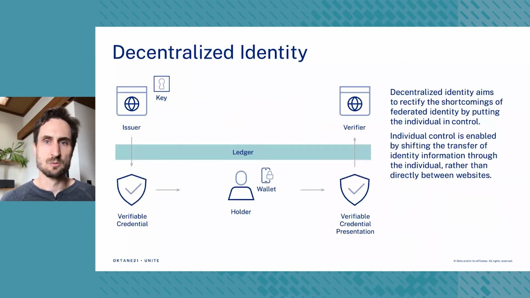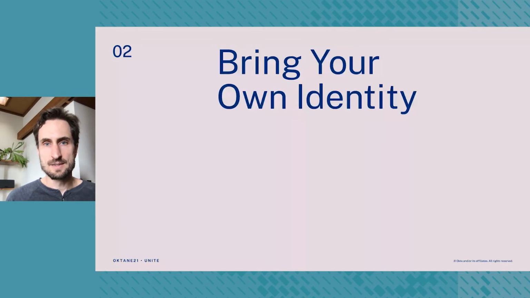Decentralized identity aims to rectify the privacy and data protection concerns, especially in the consumer landscape, by putting the individual in control. Control is enabled by shifting the transfer of identity information through the individual rather than directly between websites. This requires an ecosystem with additional infrastructure. To help us examine this ecosystem and the infrastructure it requires, let's apply a real-world use case. In this section, we are going to apply decentralized identity to allow people to bring their own identity.